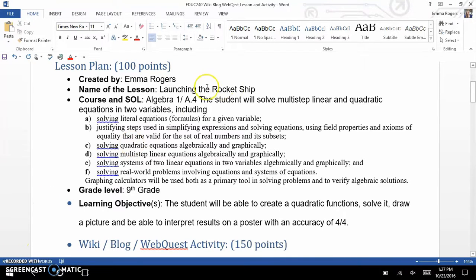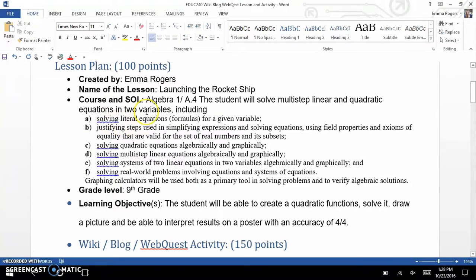Alright, the lesson that my students will be covering today is called Launching the Rocket Ship, and that is for the course Algebra 1. The SOL that they will be covering today is 8.4, and that is that the student will solve multi-step linear and quadratic equations in two variables, including, and listed all of these.